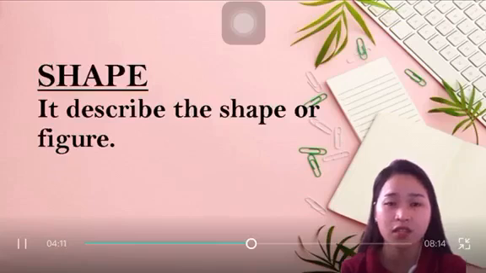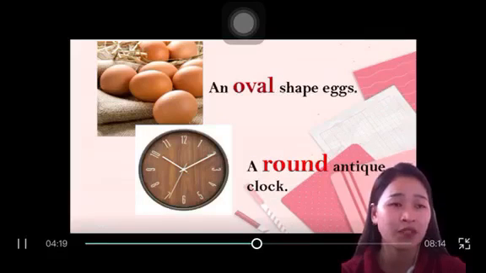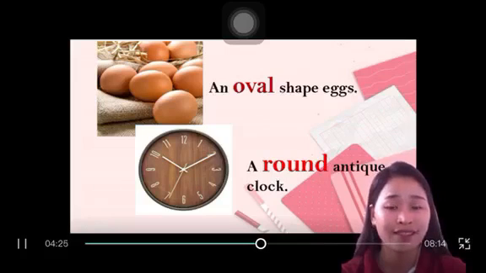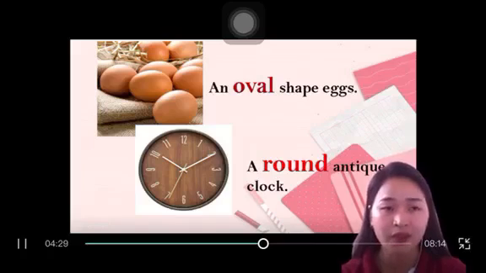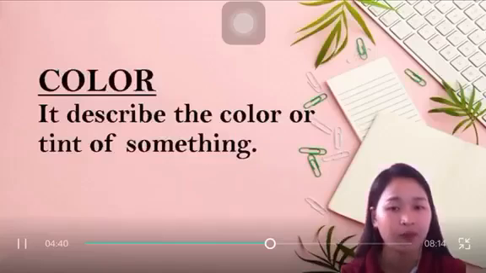Next is shape. It describes the shape or figure. So, for example, in the picture, oval brown eggs. Oval is the example of the shape, and eggs is the noun. And another example, a round antique clock. Round is the example of the shape, and clock is the noun.